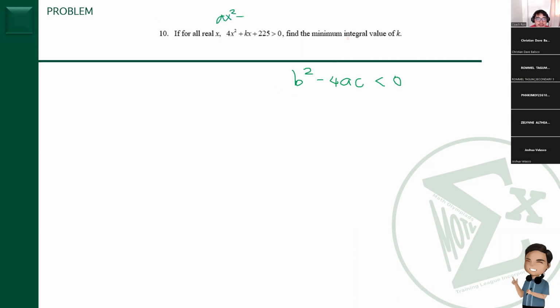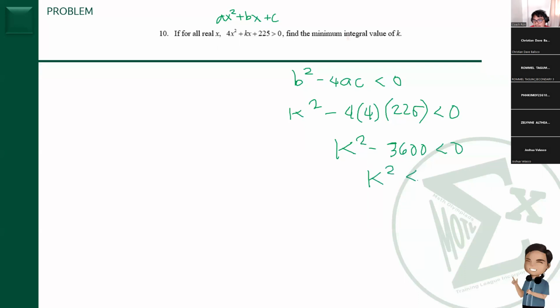Ax squared plus bx plus c, right? So b squared is gonna be k squared minus 4 times 4 times 225, less than 0. So this is k squared minus, just gonna multiply this one. 450 times 2 is 900, times 4 is 3600. So k squared is less than 3600. We're gonna root that one. If we take the square root of both sides, k should be in between 60 and negative 60.